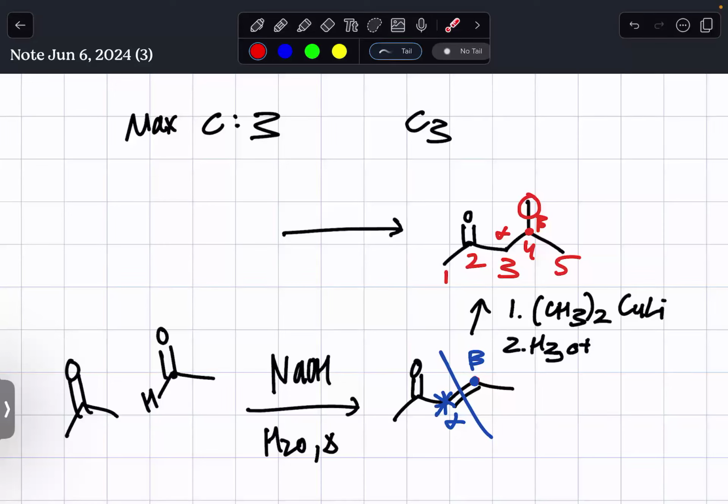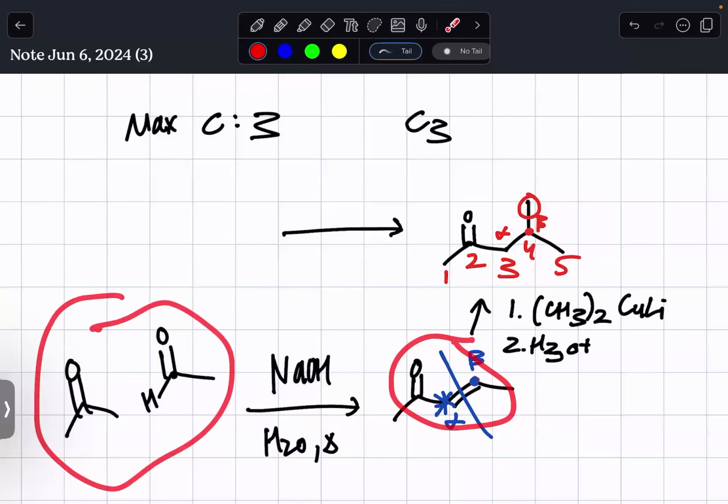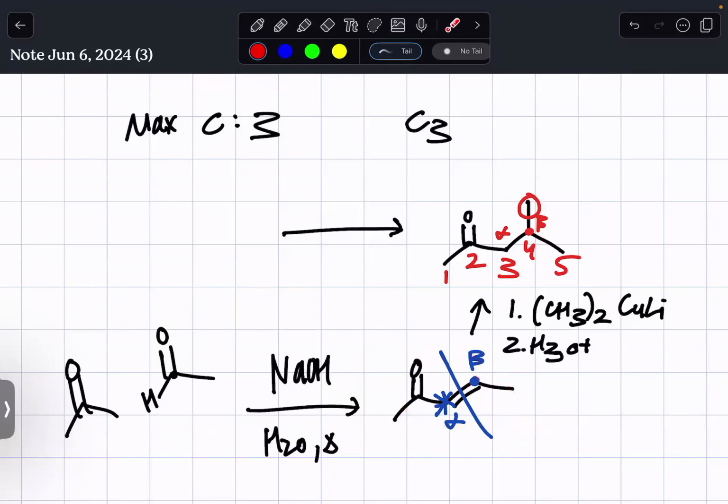But then you said the reagent is also limited to 3 carbons, or is it just either the starting material or the reagent? Yeah, the starting material or the reagent, right? This is not the reagent here, because this is the product resulting from these starting materials. And then from here, we just did the Gilman reagent to do a conjugate addition, or 1,4 addition, to get that group right there. Right.